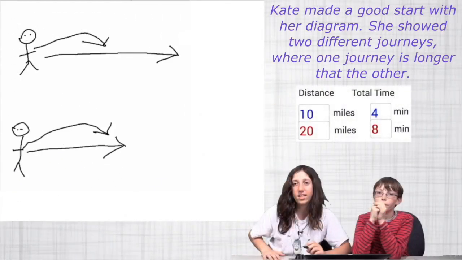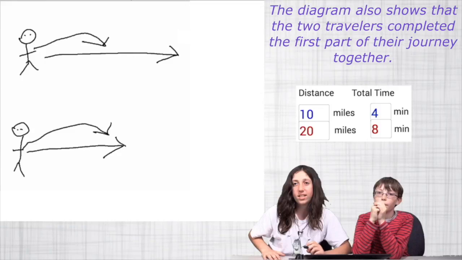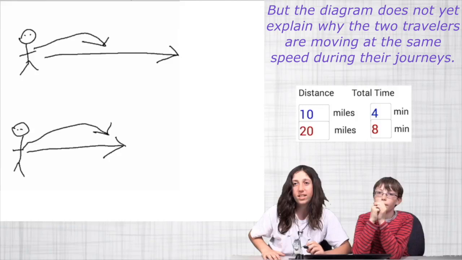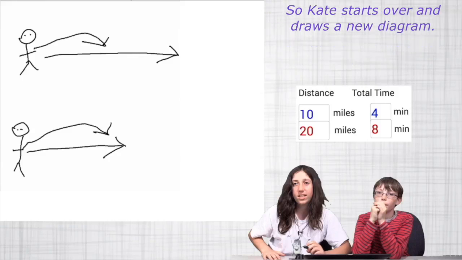Kate made a good start with her diagram. She showed 2 different journeys where one journey is longer than the other. The diagram also shows that the 2 travelers completed the first part of their journey together. Kate's diagram shows that after traveling the first part of the journey together, the person with the longer journey has to keep on going. But the diagram does not yet explain why the 2 travelers are moving at the same speed during their journeys. So, Kate starts over and draws a new diagram.